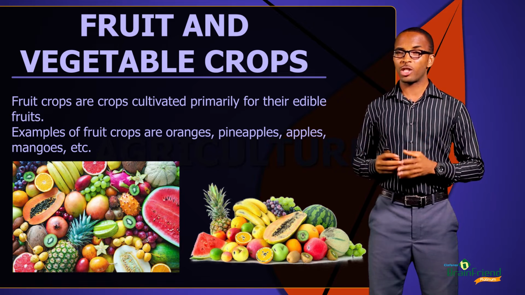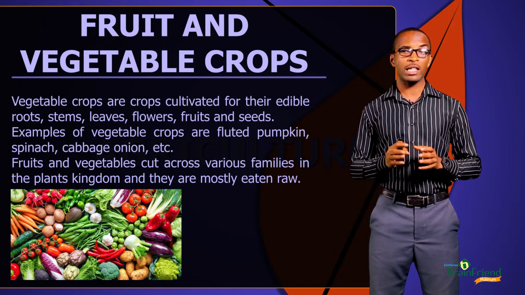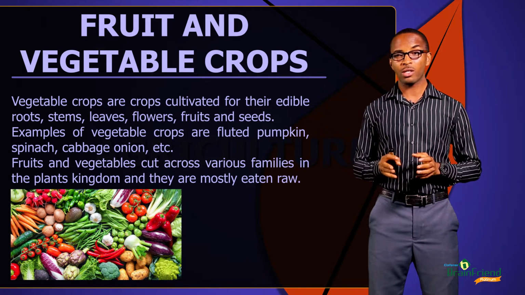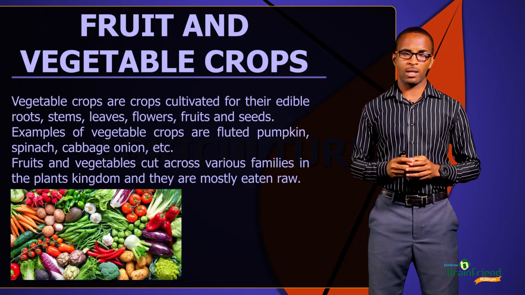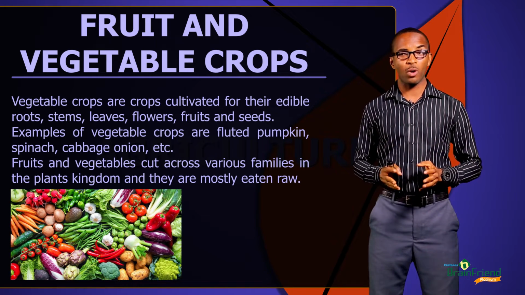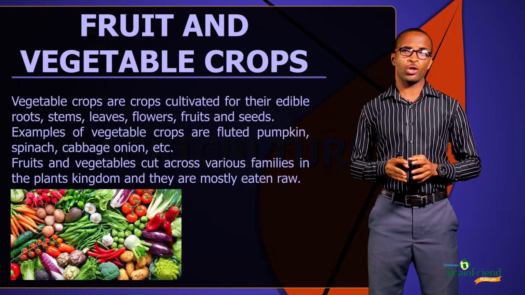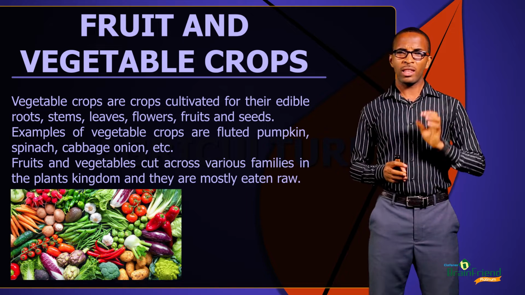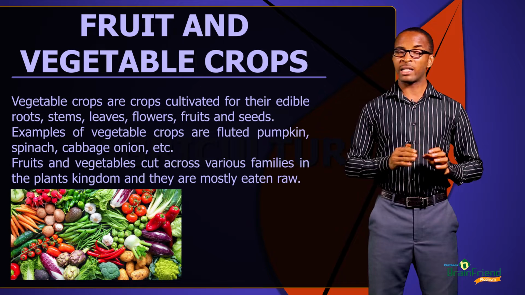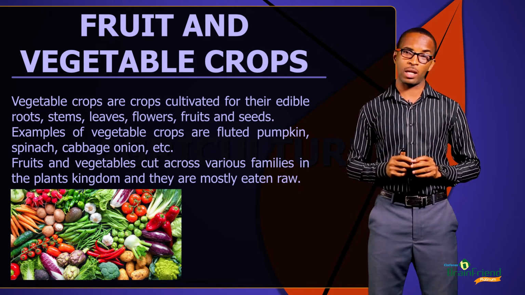What about vegetables? Vegetable crops are cultivated for their edible roots, stems, leaves, flowers, fruits, and seeds. Some common examples of vegetable crops are fluted pumpkin, spinach, cabbage, onion, and so many other ones. These fruit and vegetable crops are mainly eaten raw, and they cut across different families of plants cultivated today.